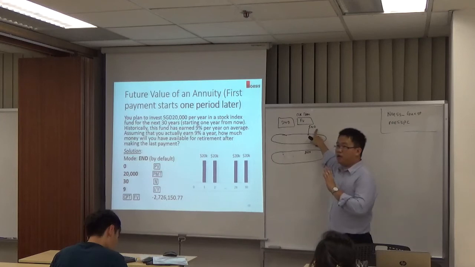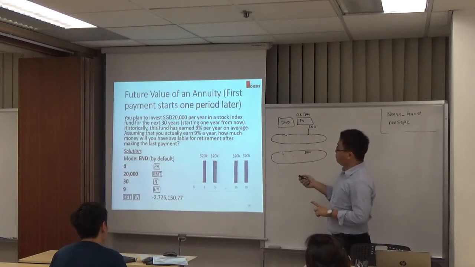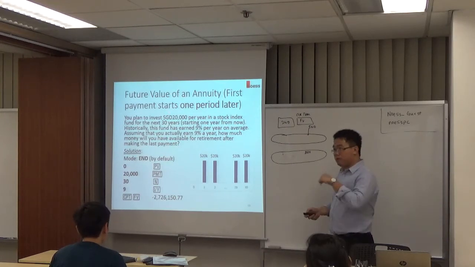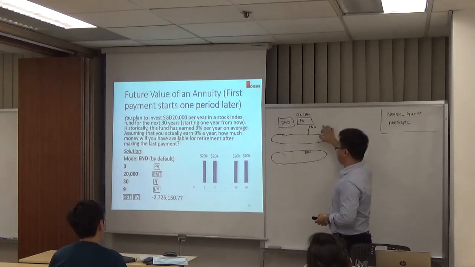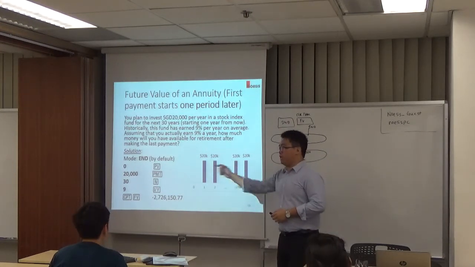END here means that your first annuity payment starts one period from now. If you are using BGN, the first payment will start now, immediately. So the difference here is, when does the first payment start? Now or later?